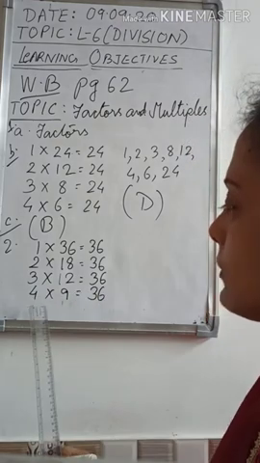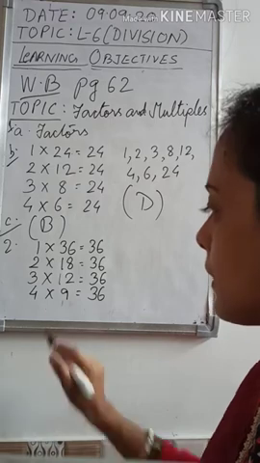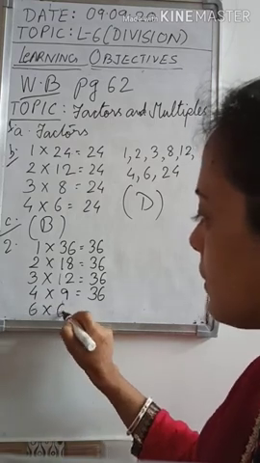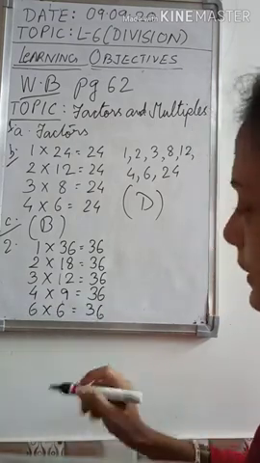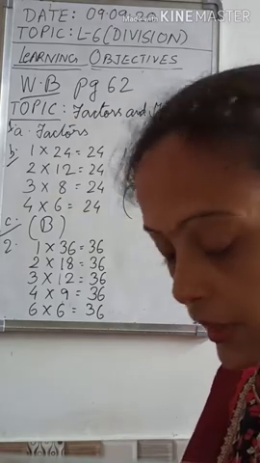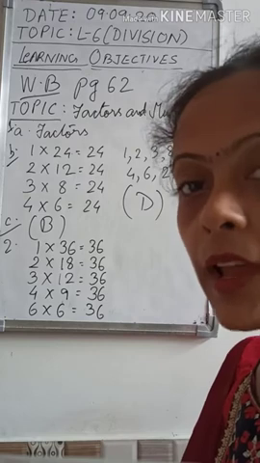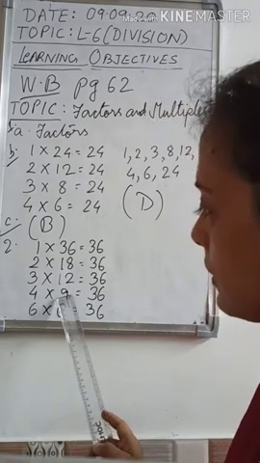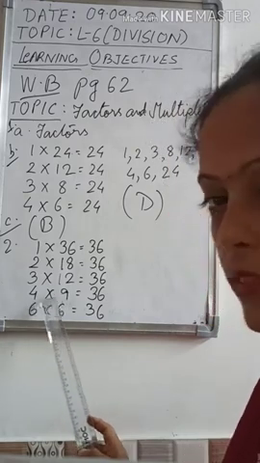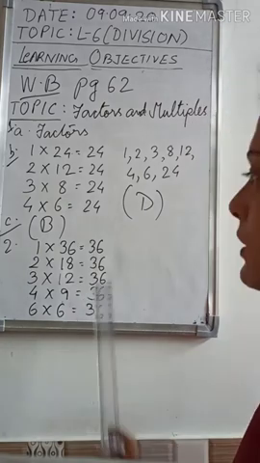Okay. So in 5's table we don't get it. In 6's table we get it. So we can write 6 6s are 36. In 7's table we don't get a 36. In 8's table also we don't get it. We get a 36 in the table of 9, so we have already written for 9. 9 4s and 4 9s are the same. So these are the factors of 36.